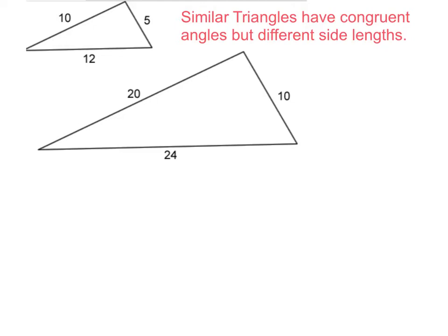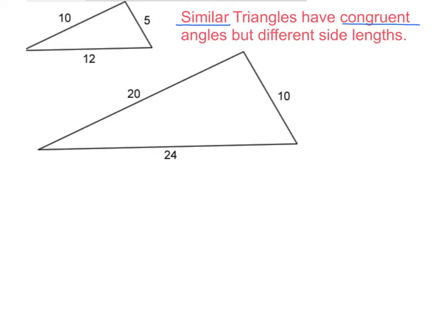Now in mathematics, similar doesn't just mean kind of the same, it's got a specific definition, okay? And the definition for similar triangles is to have congruent angles but different side lengths. And as far as we're concerned for just now, the word congruent just means exactly the same.